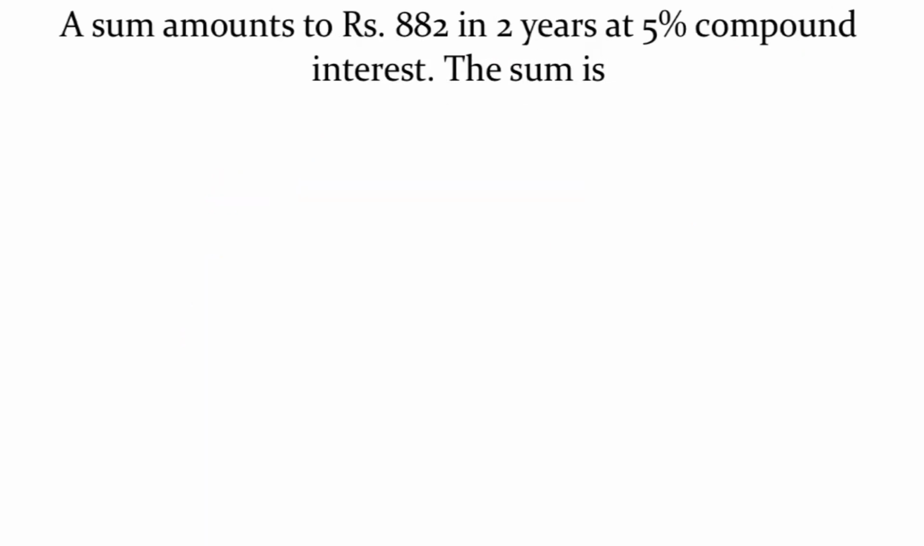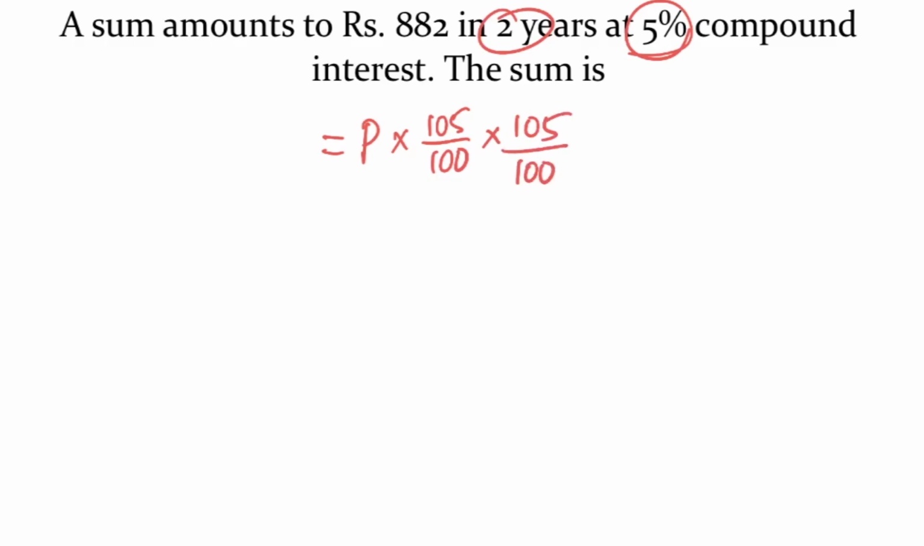The sum amounts to 882 rupees in 2 years at 5% compound interest. Find the sum. We don't know how much sum is borrowed. Rate of interest is 5%. So it becomes 105 by 100. As the duration is 2 years, multiply with 105 by 100 again. So that amounts to 882 rupees.